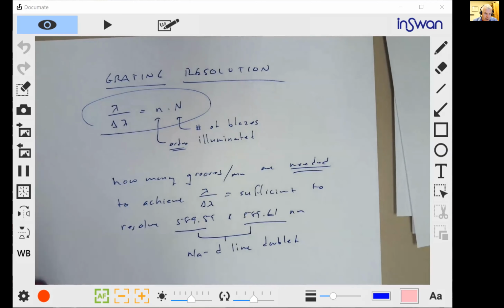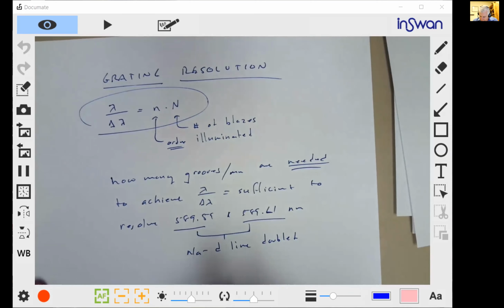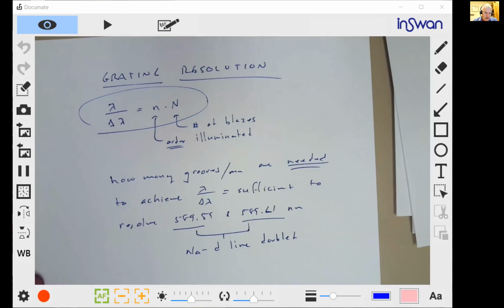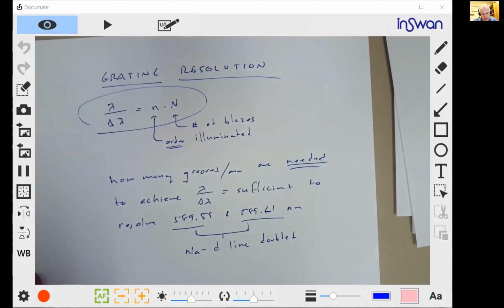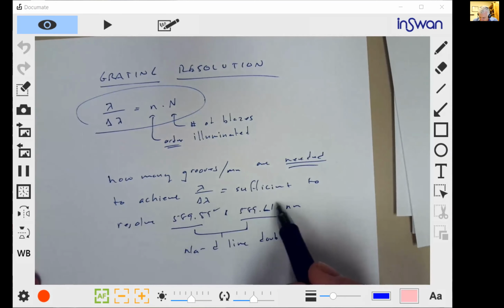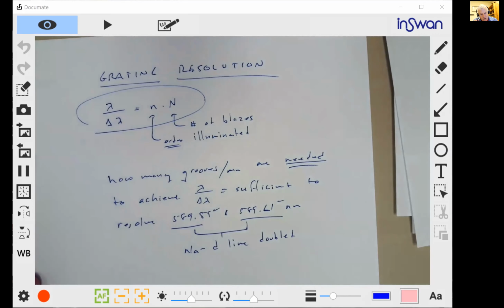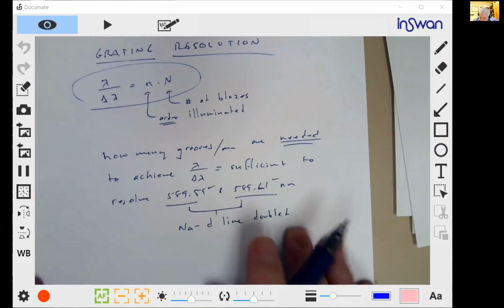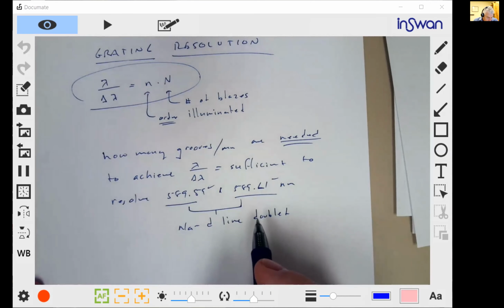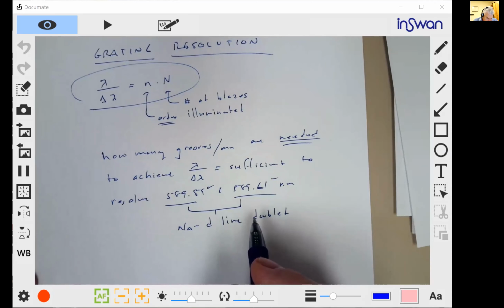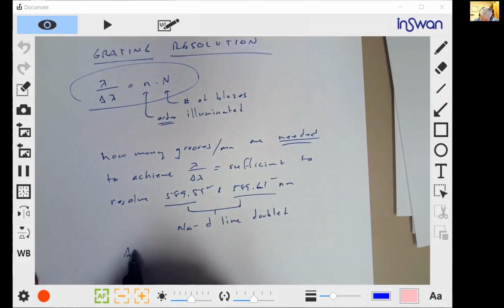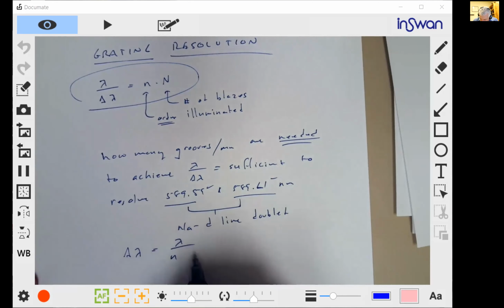So there's hyperfine structure in the sodium emission that shows up. I think it's hyperfine. I'm actually a little bit out of my wheelhouse, but it's higher resolution structure in the sodium emission, and I recognize these two numbers. So if you need to resolve them, you need a high resolution monochromator. And so what you would do is say, well, delta lambda here is equal to lambda over n, right? You just rearrange that equation.